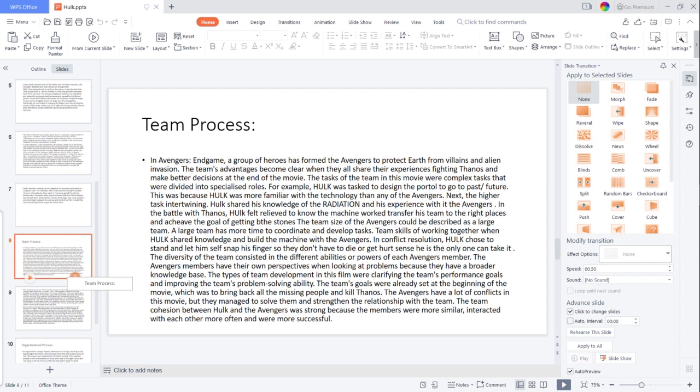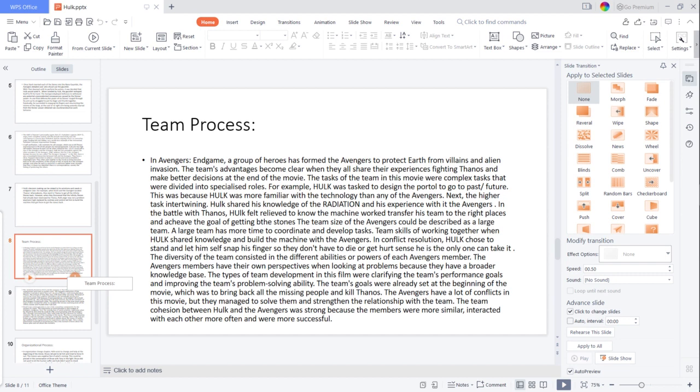Team process: in Avengers: Endgame, brutal heroes are formed into the Avengers to protect the Earth from villains and alien invasion. The team's adventure becomes clear when they all share the experience of fighting Thanos and make better association. At the end of the movie, the task of the team is more complex, with tasks divided into specific roles. For example, Hulk and Stark design a portal to go to the past and the future. This was because Hulk was more familiar with radiation and machine technology, one of the Avengers that could do that.